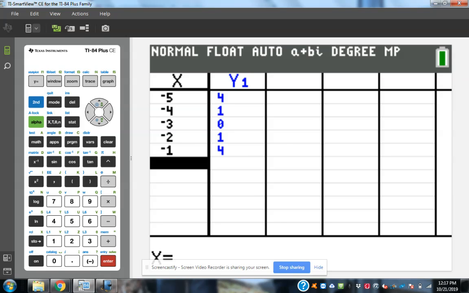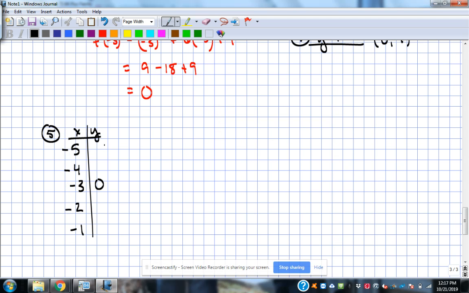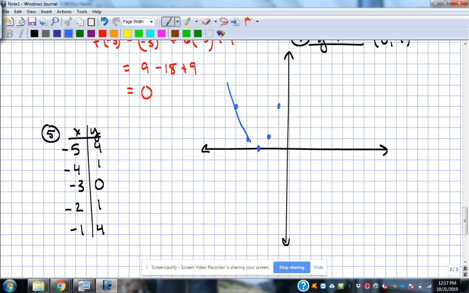All right. So we're going to write that as our table, and then we're going to graph it. So we got 4, 1, 0, 1, 4. So let's go graph that on a coordinate plane. So we got to draw it here, because at some point we've got to turn something in. We can't just turn in our calculator screen. So we're going to plot those points. So -5, +4, -4, +1, -3, 0. You see, we've got that parabola shape there.